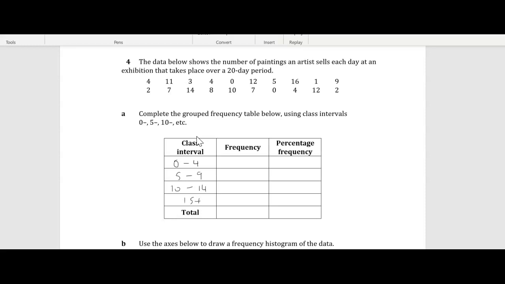All right, so 0 to 4, let's just count them up. So we've got 1, 2, 3, 4, 5, 6, 7, 8. 5 to 9, oh, missed that 3 there. How did I miss that? So let's just add that one in.